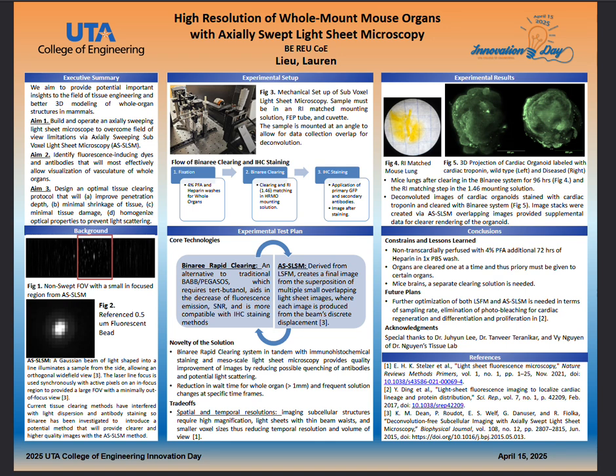Aim 1 is to build and operate an axially swept light sheet microscope to overcome field of view limitations. Aim 2 is to identify fluorescence-inducing dyes and antibodies. This will aid in the visualization of vasculature of whole organs. And Aim 3 is to design an optimal tissue clearing protocol. It will A, improve penetration, B, minimize shrinkage and tissue damage, and C, homogenize optical properties to prevent light scattering. So a bit of background.